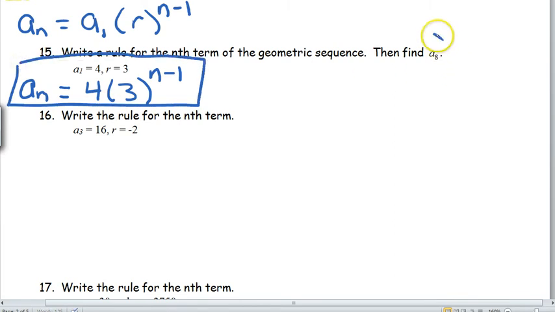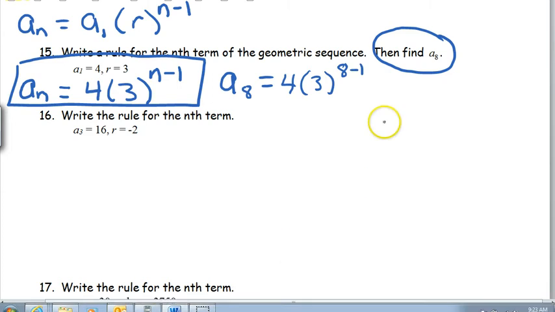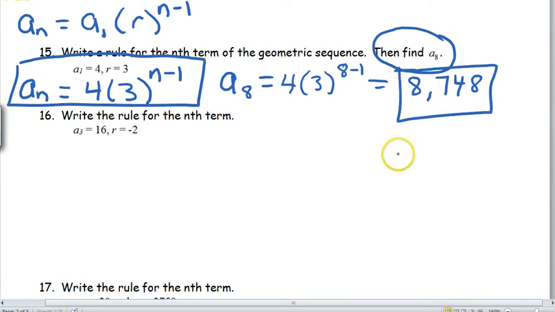But for this problem, we're also supposed to find A8. Do you remember how to do that? How do I do that? You plug in 8 for n in the formula that we just created. Can somebody do that and tell me your answer? 8,748. Any questions on number 15?